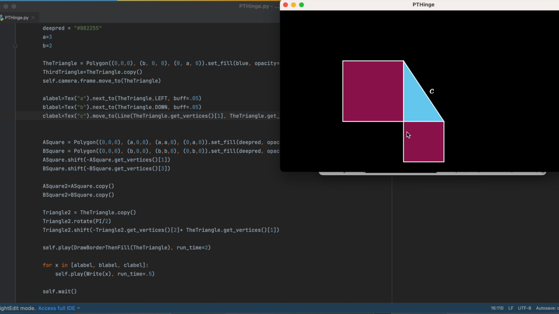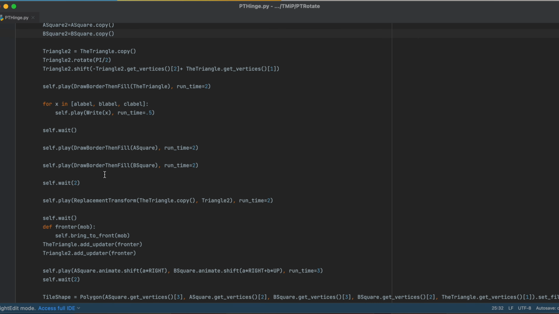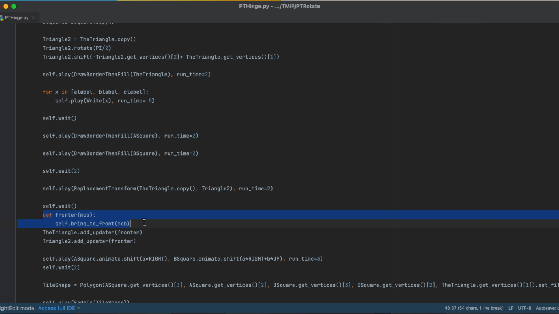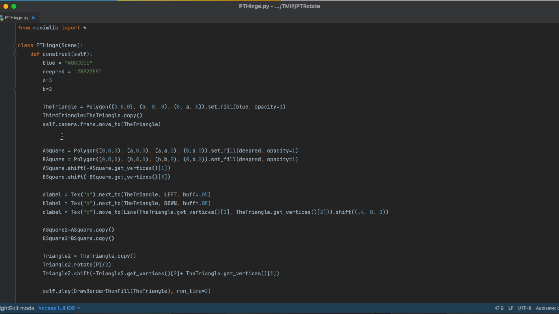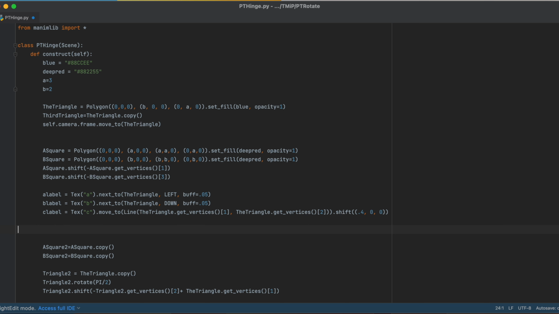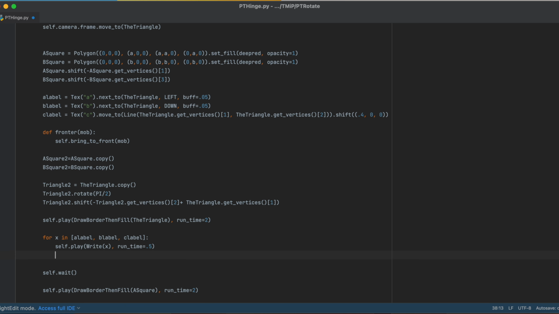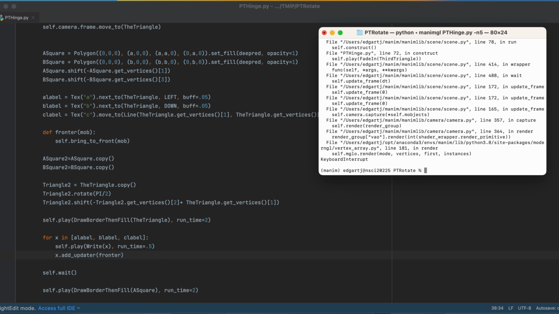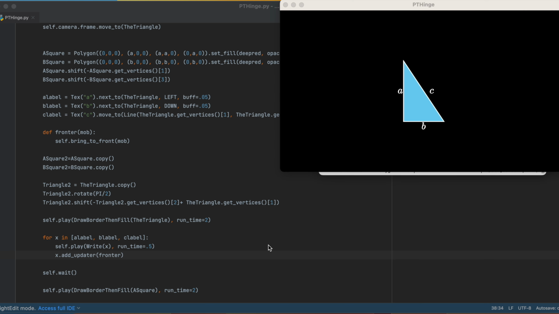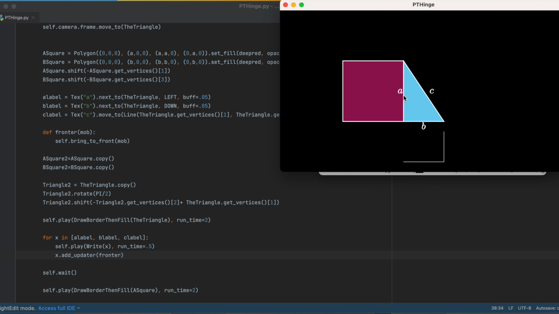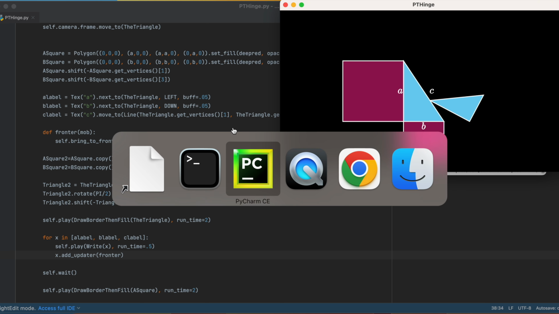Now notice all of those disappeared when I drew the squares. So one way around that is to take my updater right here and just move it a little higher. So I'm going to move that updater right here. And when I play them, I am going to add the updater, fronter. So if we're lucky at all, it will draw that, keep the A in front, draw that, keep the B in front, and then that's it. Okay.